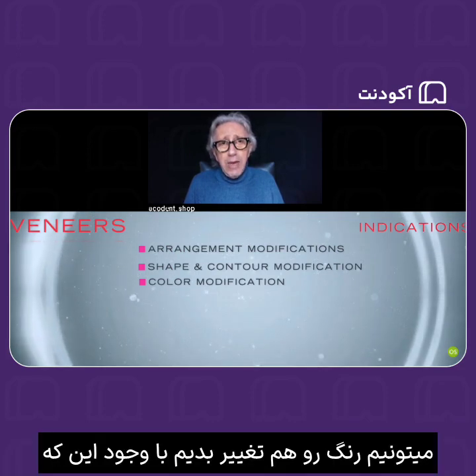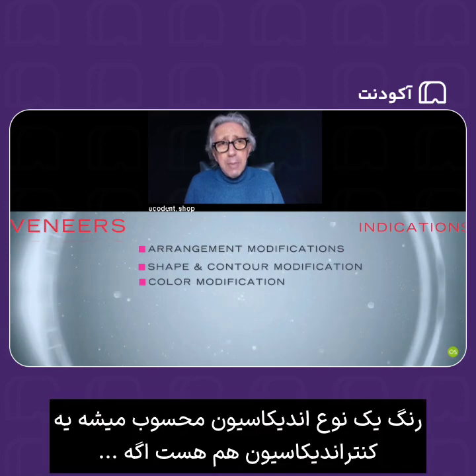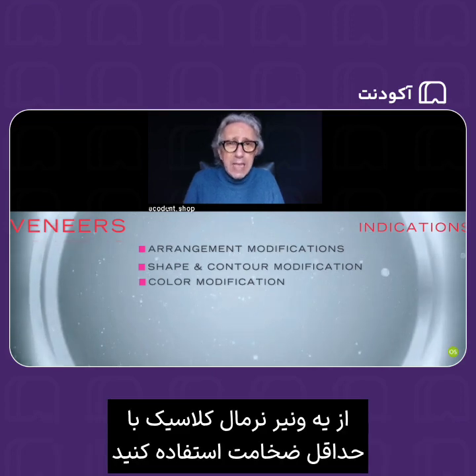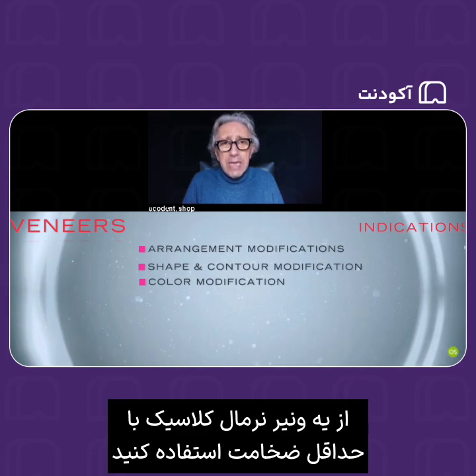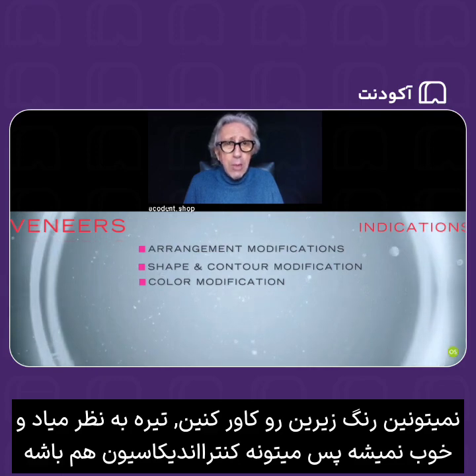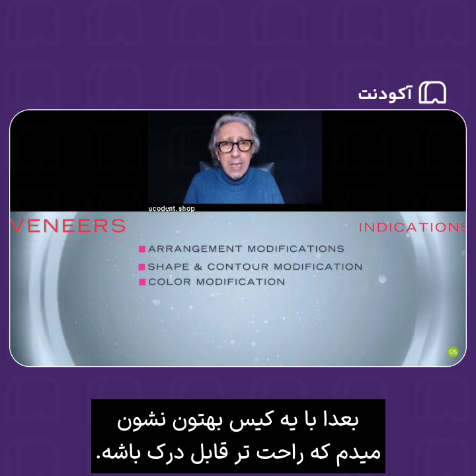That can be used also. We can modify the color, even though it can be an indication, but also a contraindication. If you use a very classic and normal kind of veneer with a very minimal thickness, you cannot cover the color underneath. It will be dark anyway. It will not be good anyway. So it will be a combination of indication and contraindication. I will show you later a case that is quite nice to understand.